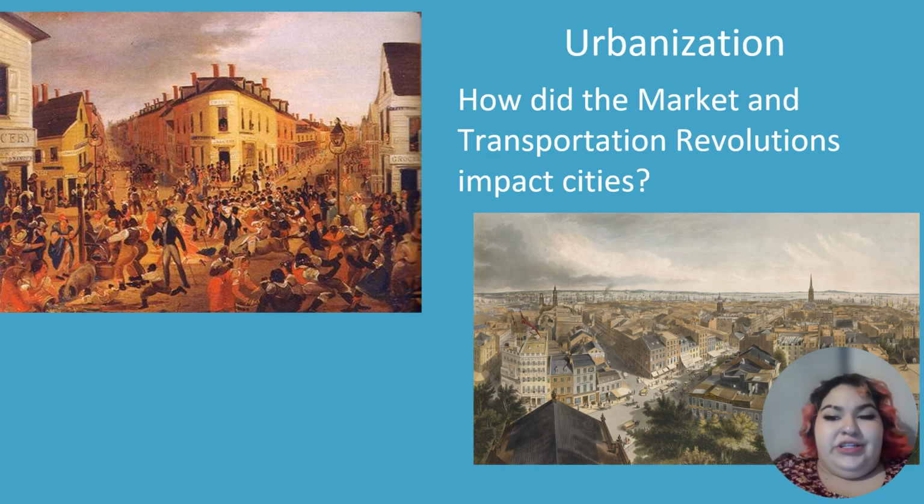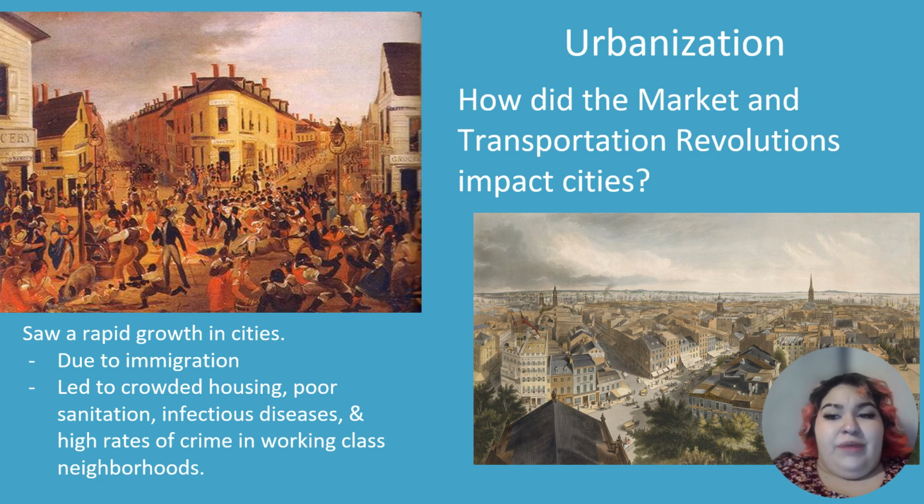Now, urbanization is going to be the process of people moving from rural areas to cities, right? So we're going to see a huge rise in people moving from the farming towns to go live in these big cities. And again, we're going to see a huge rapid growth in the cities, right? Again, mostly due to immigration, where people are leaving their homes to go live somewhere else. And that is going to lead to crowding houses.